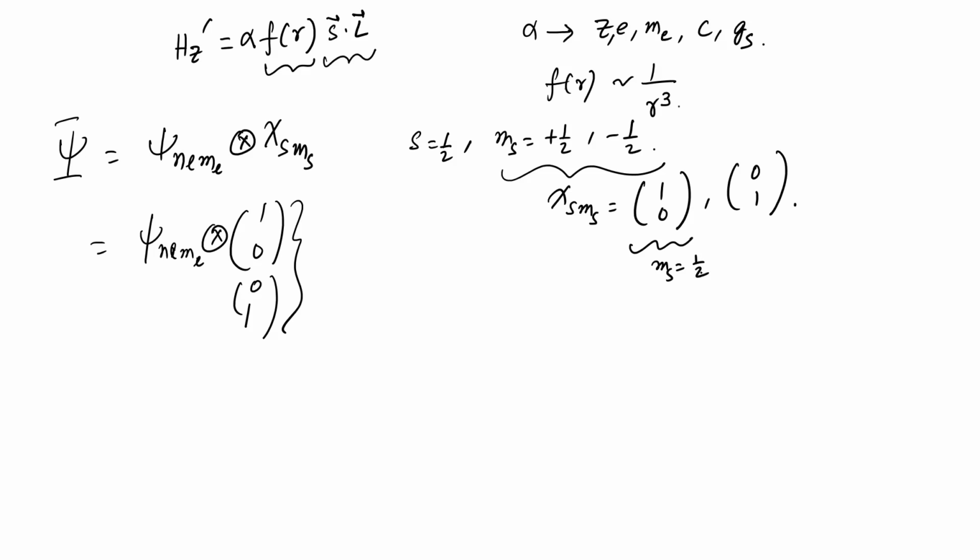Well, when I say half, I actually put that h cross is equal to 1. Okay. So, remember that, because h cross sets the scale of the angular momentum. So, this is m_s equal to minus half.